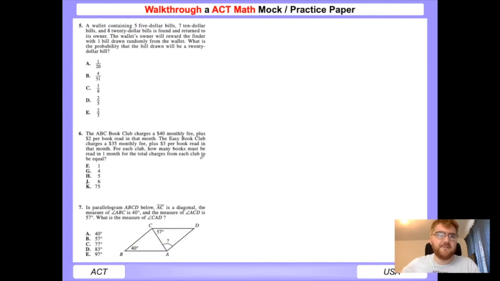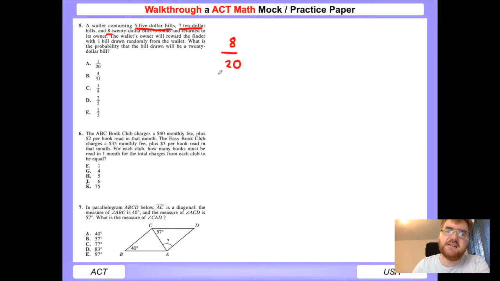On to question 5. So a wallet contains 5 $5 bills, 7 $10 bills, and 8 $20 bills. And this wallet's found and returned to its owner. That's very nice. The wallet's owner will reward the finder with 1 bill drawn randomly from the wallet. What's the probability the bill drawn will be a $20 bill? Well, we have 8 $20 bills, and let's count how many we have in total. So 5 plus 7 is 12, 12 plus 8 is 20.